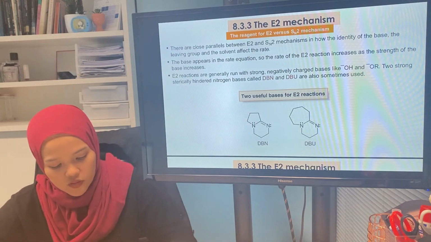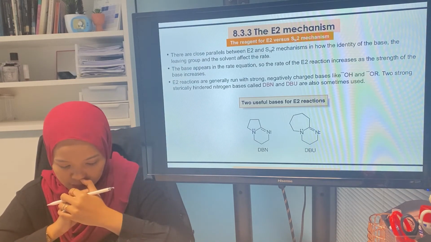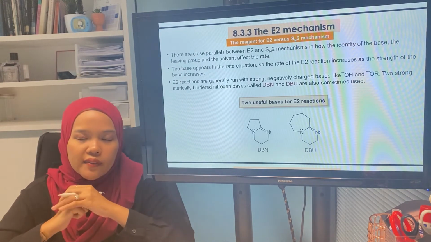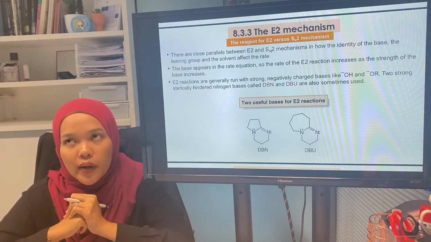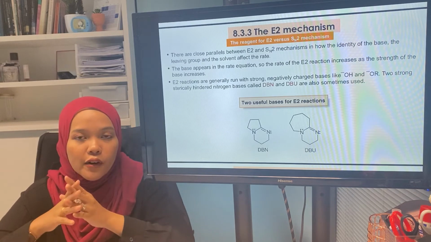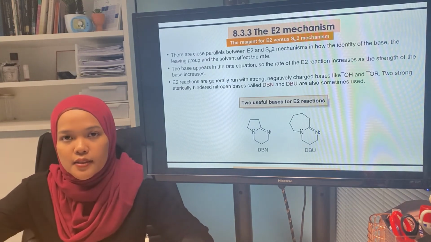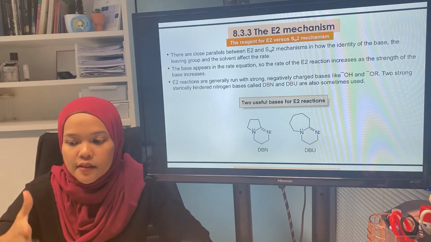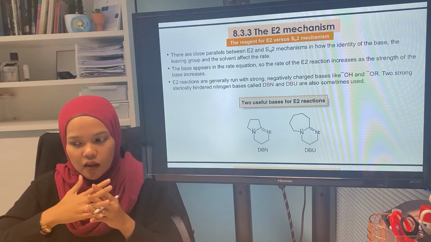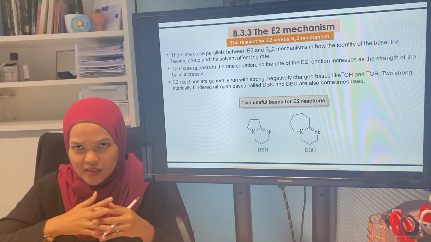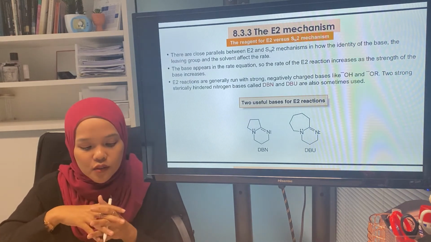When we talk about the reagent for E2 versus SN2, this one I would say is not really critical at your level. At foundation level, the question will state, consider the substitution reaction below, or consider the elimination reaction below. So you don't need to think about whether, when we react this, it is going to go with elimination or substitution. You don't need to worry much.